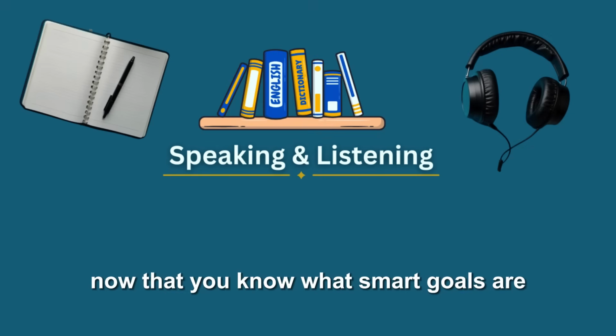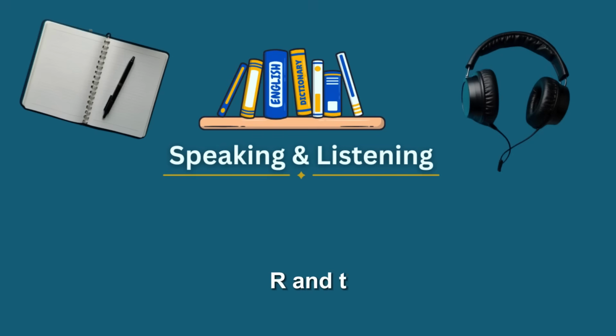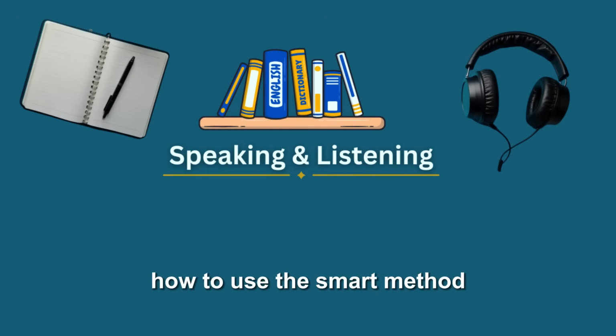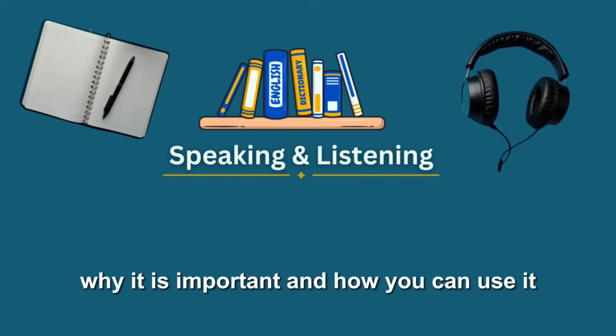Now that you know what SMART goals are, let's take a closer look at each letter, S, M, A, R, and T, step by step. This part will help you understand how to use the SMART method in your own life. We will look at what each word means, why it is important, and how you can use it.